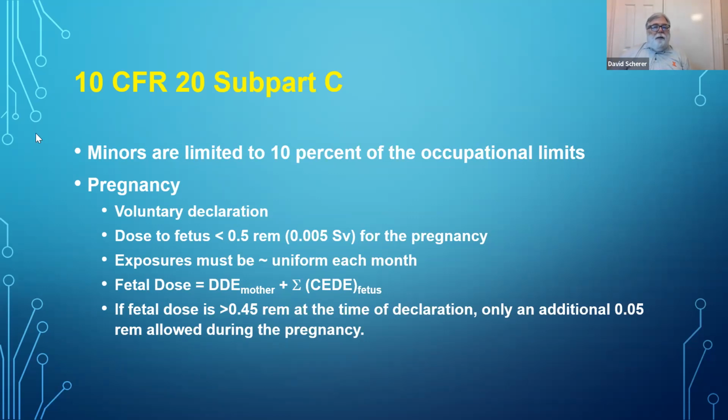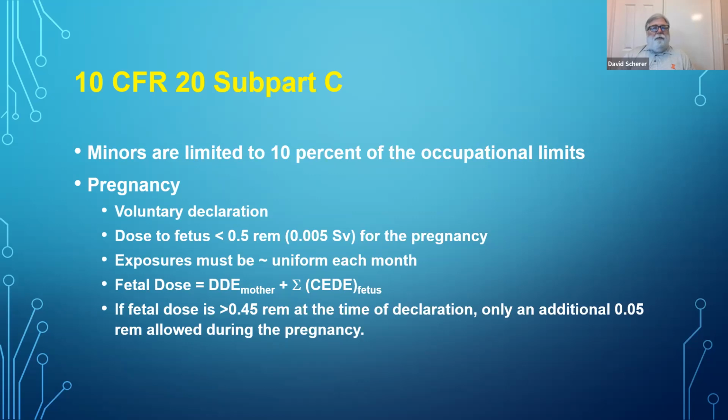Okay, a couple things more for 10 CFR 20 subpart C, the standards. Minors, sometimes we have employees who are under 18 years of age. Their limit for exposure is 10% of the occupational limit. It's across the board, whether that's the lens of the eye, organs, extremities, the effective dose equivalent, internal doses, everything. It's 10% of the adult limit for minors. The next thing that we need to mention is pregnancy.